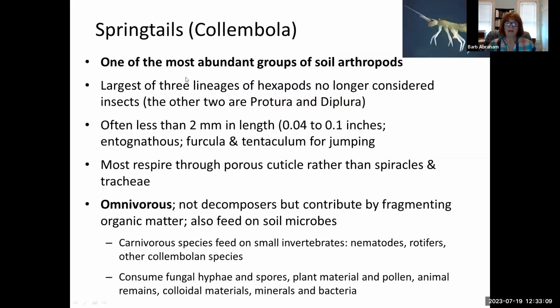Okay, so again, along with the mites, these are probably the most abundant soil arthropods. Here's one that shows the tail in the sprung position. So that one jumped before he died. Often less than 2 millimeters long, not very big, but you can see them on snow or on the top of the water if you're looking carefully.